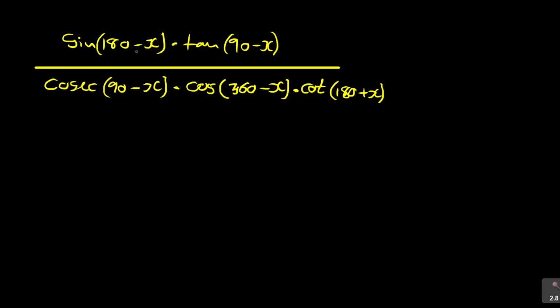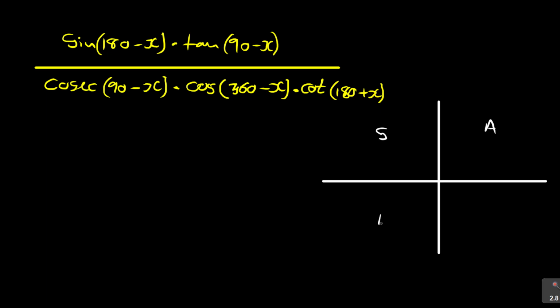For example, whenever I'm working on this, I need my CAST diagram. So let me have my CAST diagram here, and you must remember the CAST. What does it say? All students take chemistry, meaning this is 0, and this is 90, this is 180, this is 270, and this is 360.